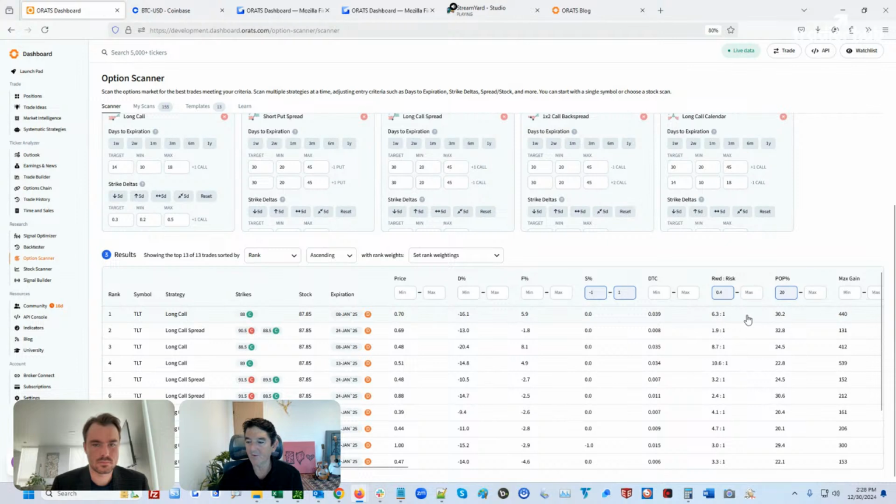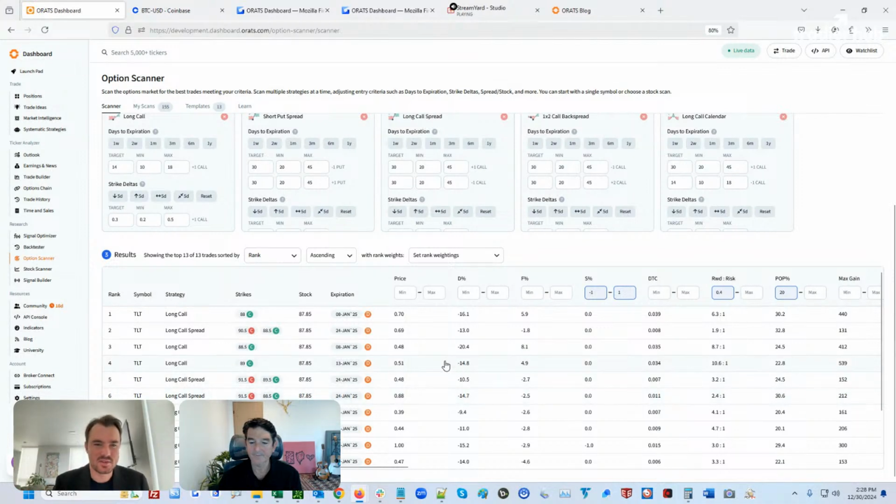And the reward to risk, 6.3 to 1, and a probability of profit of 30%. So based on all those numbers, this one weights higher than the one before that or the one underneath that. Probably reward to risk.